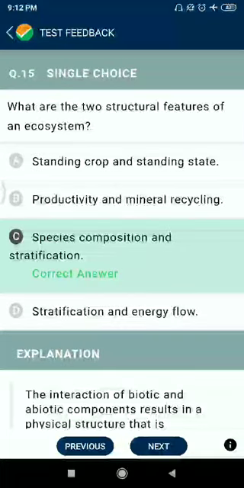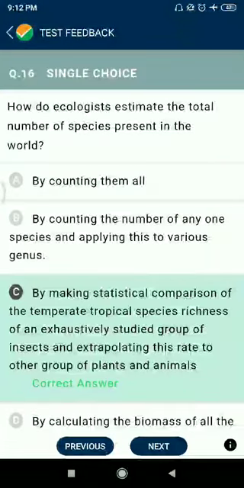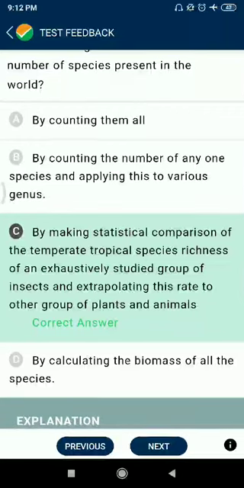Question number 15. What are the two structural features of an ecosystem? Species composition and stratification. Question number 16. How do ecologists estimate the total number of species present in the world? By making statistical comparisons of the temperate-tropical species richness of an exhaustively studied group of insects and extrapolating this ratio to other groups of plants and animals.